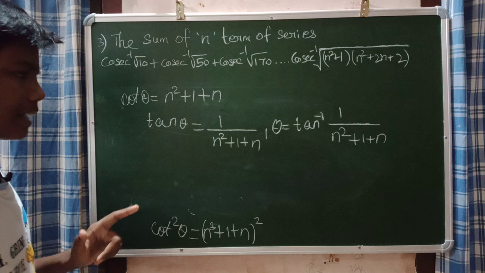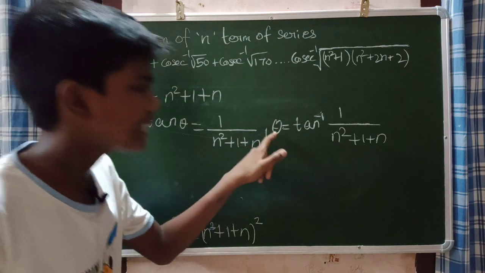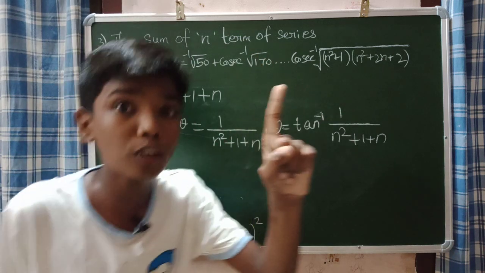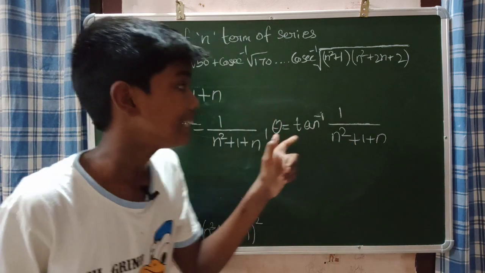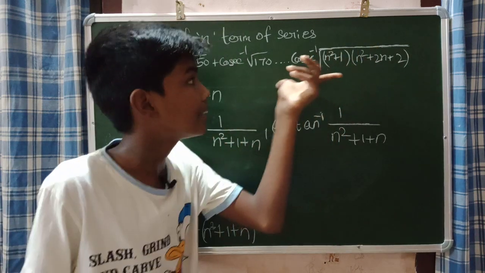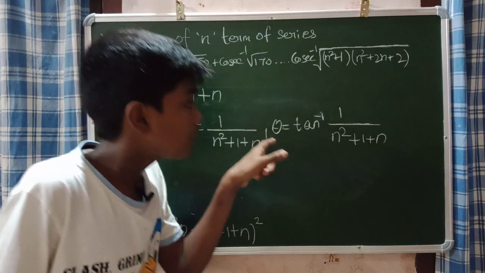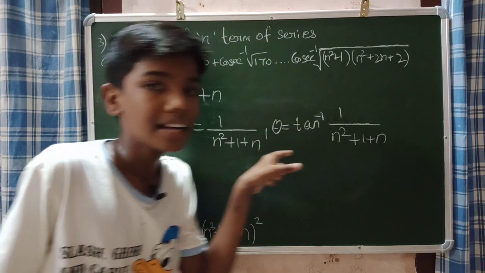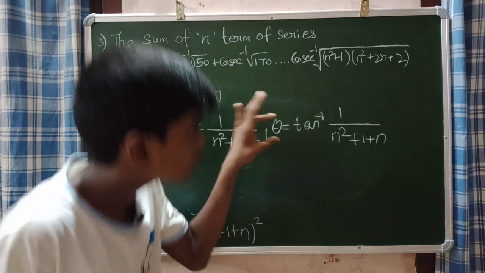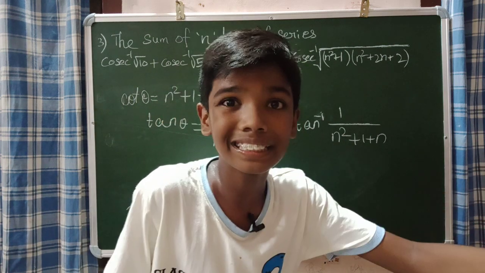Now tell me one thing, guys. This theta is the general term of the series. At the beginning of the question itself, I told that this theta is the general term of the sequence. That means this cosecant inverse of this value represents the general term, that is theta. So this also represents the general term of the sequence. Theta is equal to tan inverse of 1 by n square plus 1 plus n. This also represents the general term of the series.